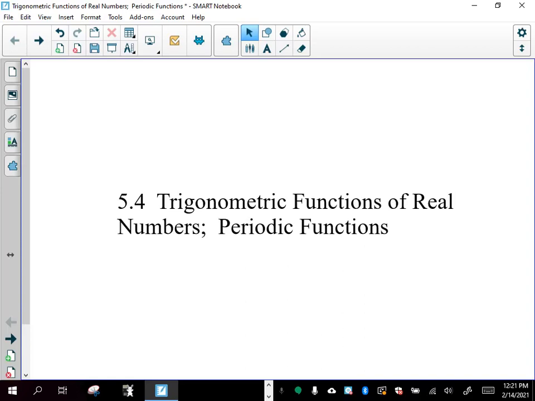We are in section 5.4, trig functions of real numbers and periodic functions. Now we are going to be talking a little bit more about the unit circle. This section primarily deals with the unit circle. So as we go forward, make sure you have that handy because the topics that we're going to talk about in here are going to relate to that.